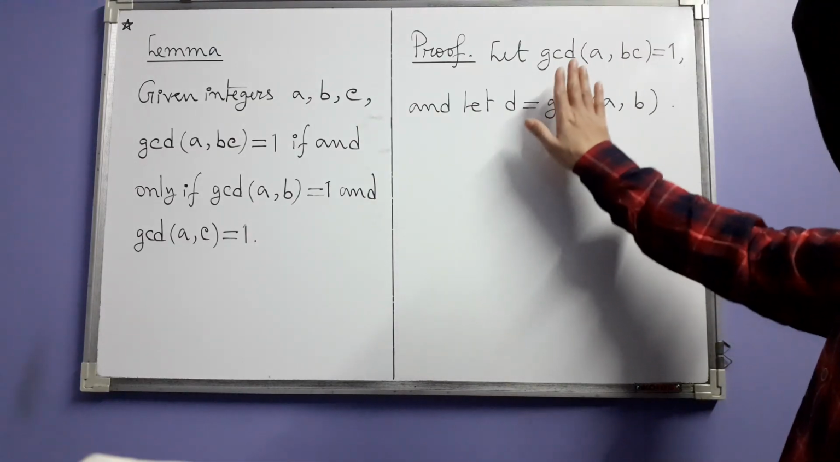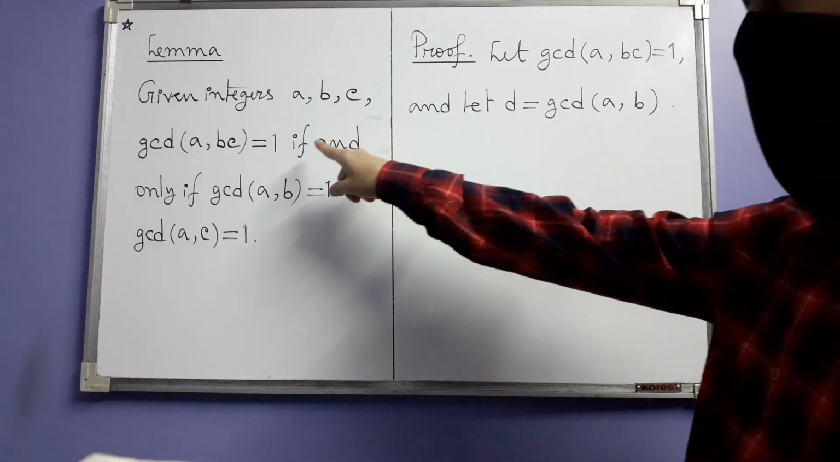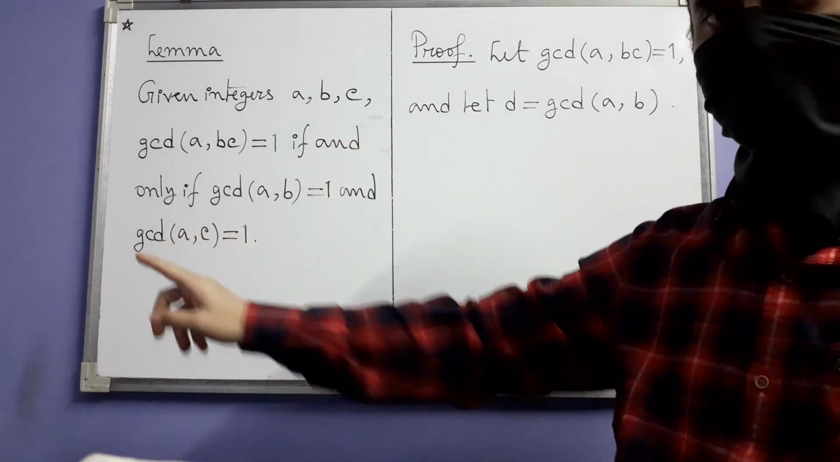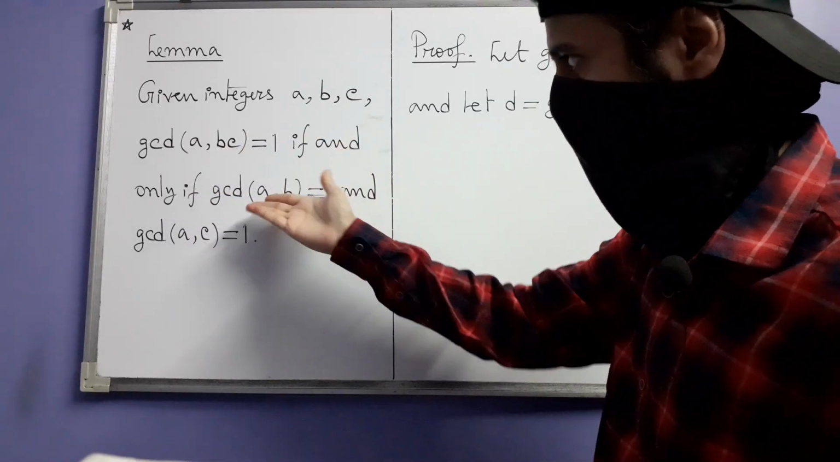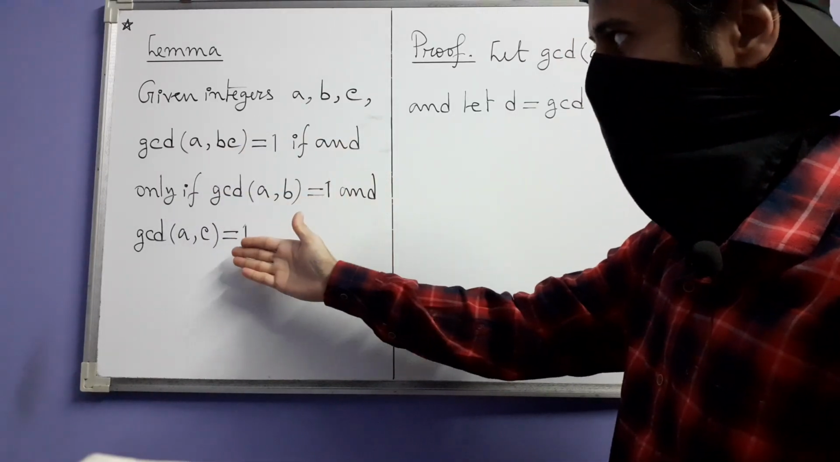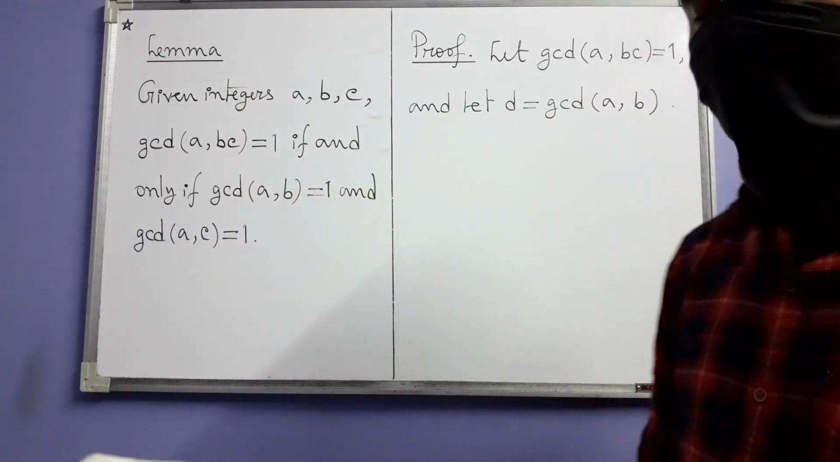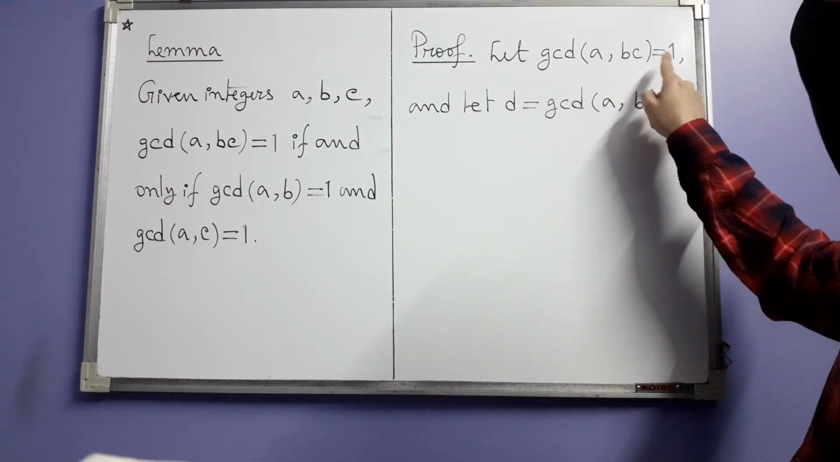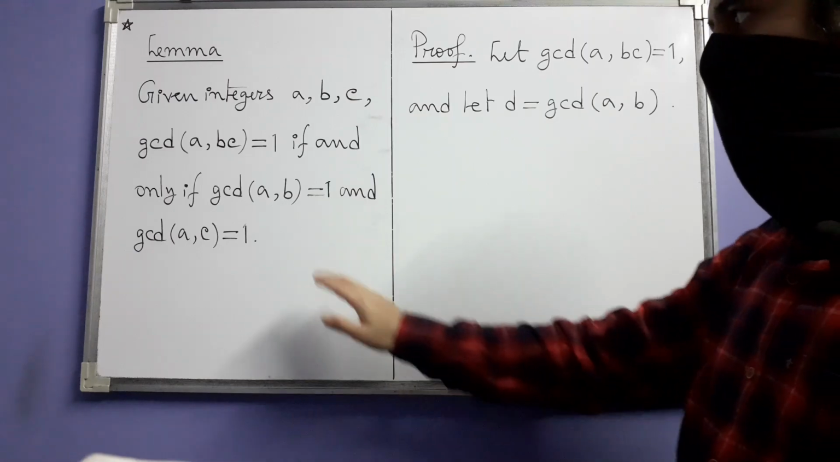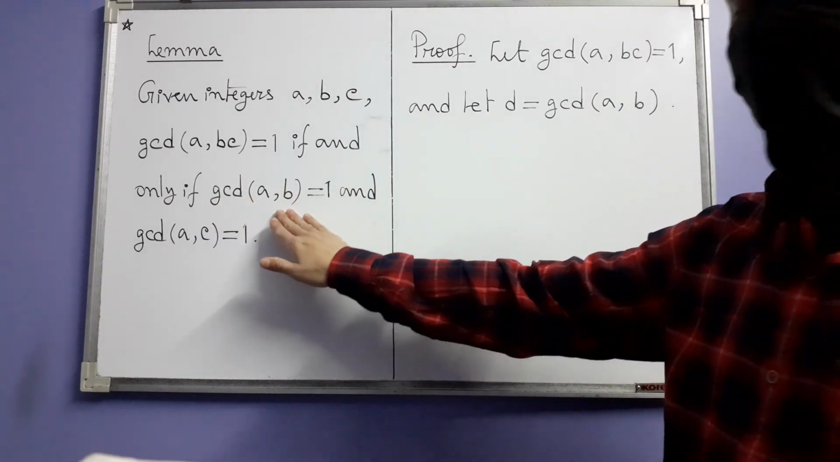The proof starts like this. Because this is an if and only if statement, we have to prove two implications: this implies these two things, and these two things imply this. So we first assume this, that the GCD of A and BC is equal to 1. Now let us first show that this GCD is 1.